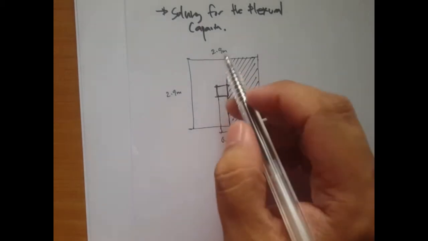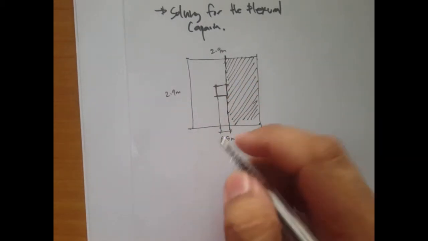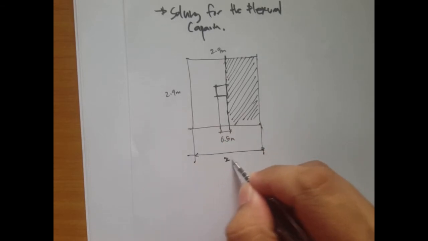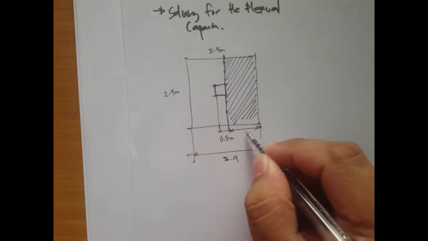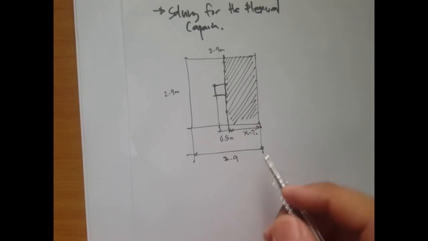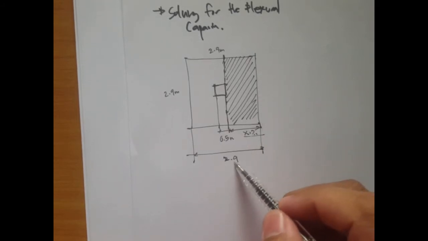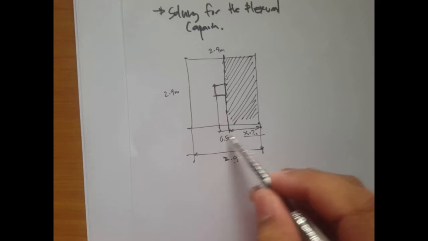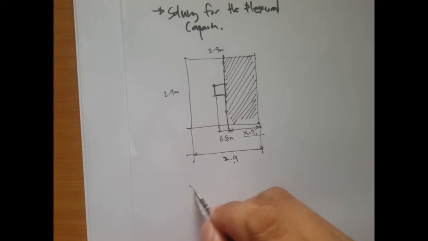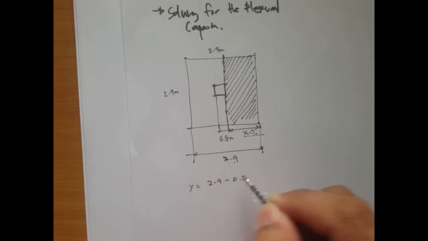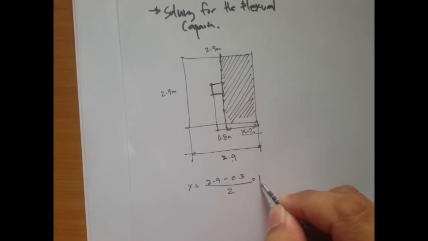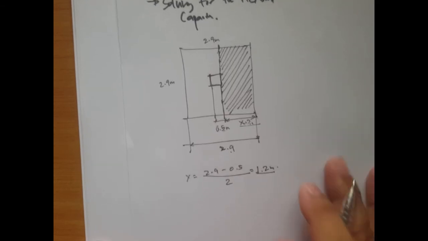Okay, so if this is 2.9 and then this is 0.5, then what would this distance be? Okay, so that's our x. Now if you do the math, it's just actually 2.9 minus this column width divided by 2. Okay, so that's just 2.9 minus 0.5 divided by 2, and that's 1.2 meters.